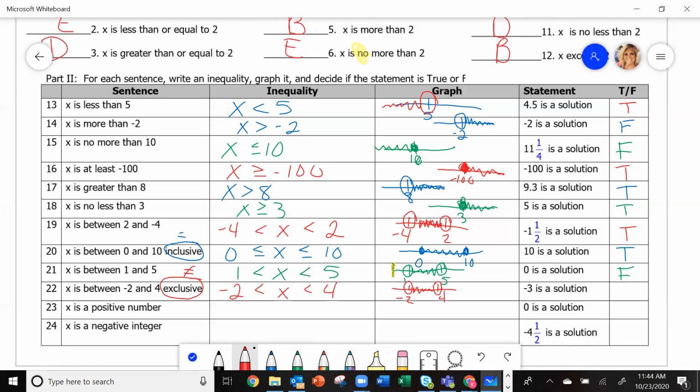So now, is -3 a solution? See, -3 is over here. It's outside of the shading. So this is false.